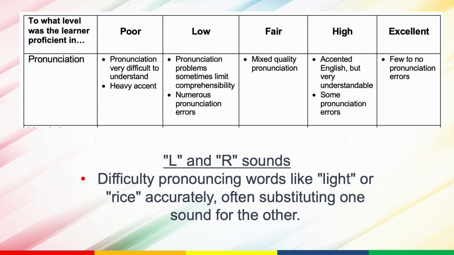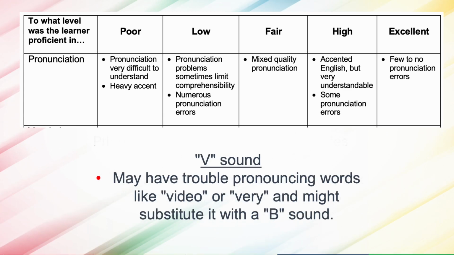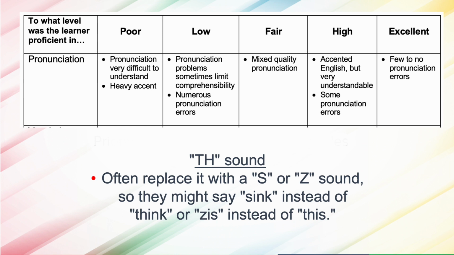So here are a couple issues with pronunciation. One is the L and R sounds that Japanese speakers may have difficulty pronouncing. Another pronunciation issue is the V sound. They may have trouble pronouncing words like video or very, and they may substitute it with a B sound. Another pronunciation issue to pay attention to is the TH sound, which is often replaced with the S or a Z sound. So they might say sink instead of think, or zis instead of this.